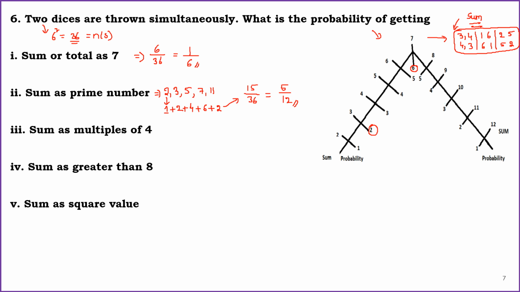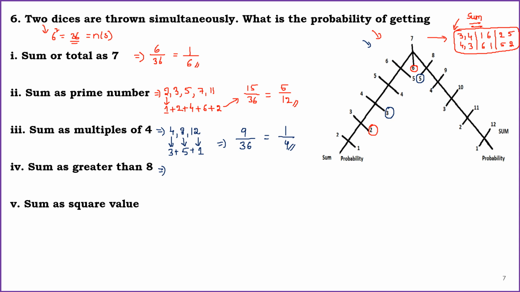Next one. The sum as a multiple of 4. If you observe this sum possibility diagram again, what are the multiples of 4 here? First one is 4, sum as 4. Next one, sum as 8, sum as 12. For sum as 4, possibility is 3, plus sum as 8, possibility is 5, sum as 12, possibility is 1. So if you add all these, you'll get 9. 9 by 36. That is 1 by 4. I hope it is clear.